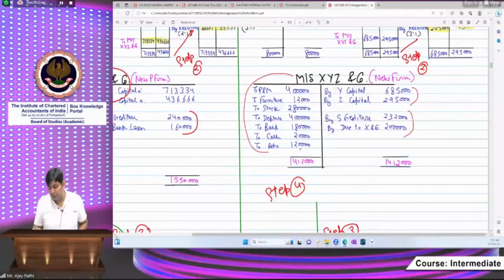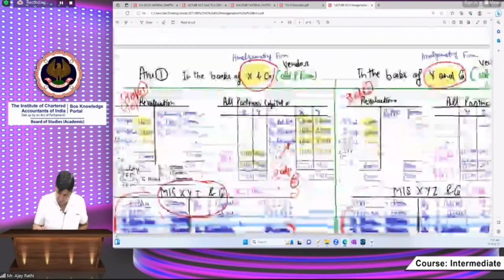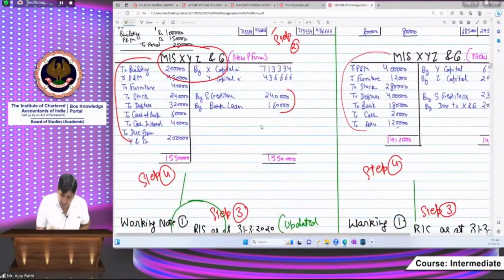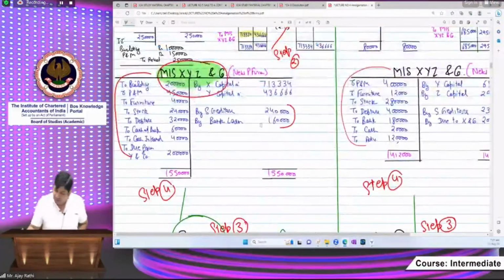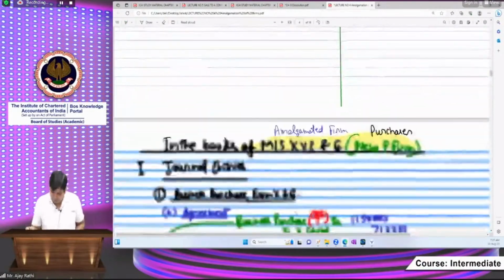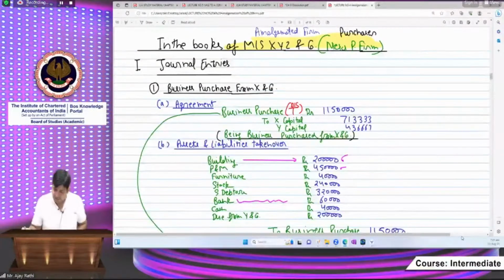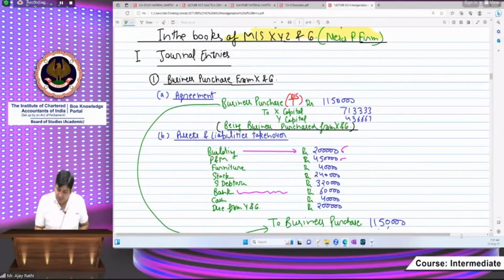Now we are moving to the books of the new partnership firm. For that, you have to focus on the new partnership firm account. Beta, see, the new partnership firm account in the books of the old firm, where you transferred all the debit balances. Now in the books of the new firm, same is the case with the books of Y and Company, the new partnership firm is there. Beta, all the debit balances will be posted here. First, I am writing the journal entries. First entry in the books of the new partnership firm, to acquire the business from X and Company.